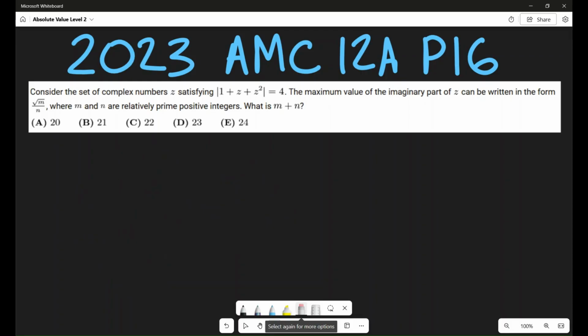The maximum value of the imaginary part of z can be written in the form square root of m over n, where m and n are relatively prime positive integers. What's m plus n? Now, this is a funky quadratic. So what we're going to do, we're going to take that and say it's equal to our constant c. And c has an absolute value of 4. That's what the question says.